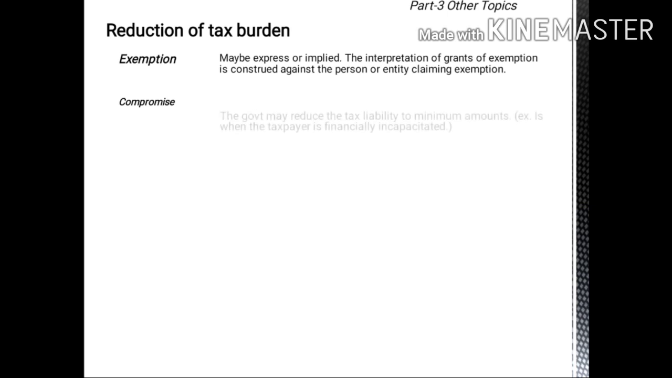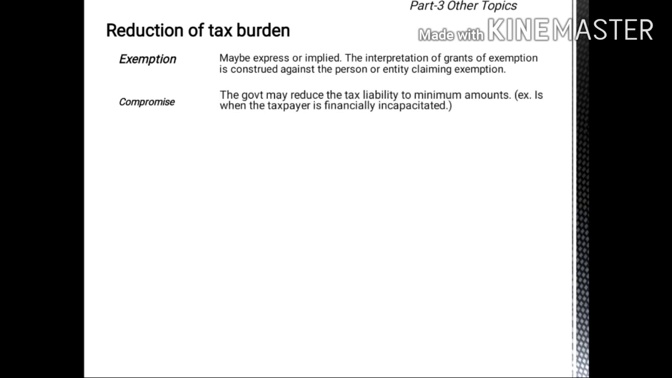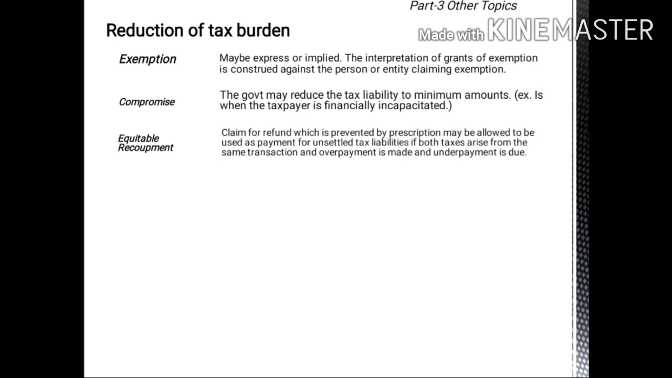Of course, we have compromise. Sometimes, the government may reduce the tax liability to a minimum amount. Why? There are reasons. For example, the taxpayer is financially incapacitated, so the liability is reduced to a minimum amount. Next, what do we call equitable recoupment? A claim for refund, which is prevented by prescription, may be allowed to be used as payment for unsettled tax liabilities if both taxes arise from the same transaction and overpayment is made and underpayment is due.